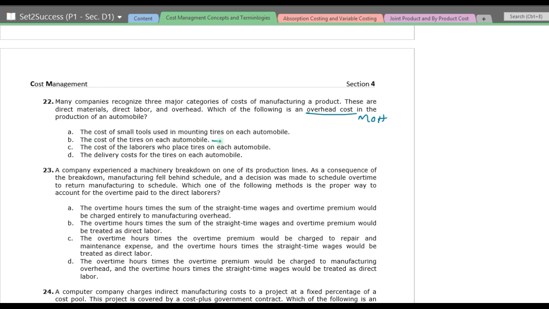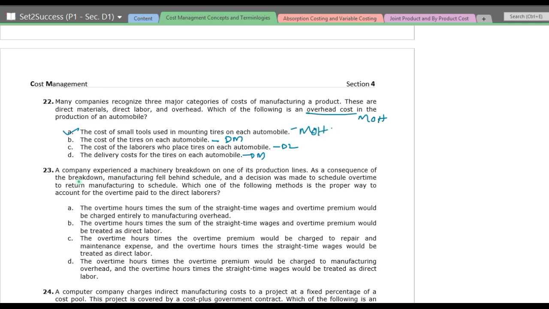The cost of tires on each automobile is direct material. The cost of laborers who place tires on each automobile is direct labor. The delivery cost for the tires on each automobile is direct material. So we are left with option A. Option A is the correct option because the cost of small tools is very small, so you can't trace it to the finished product. That's why this can be classified as manufacturing overhead and indirect cost.